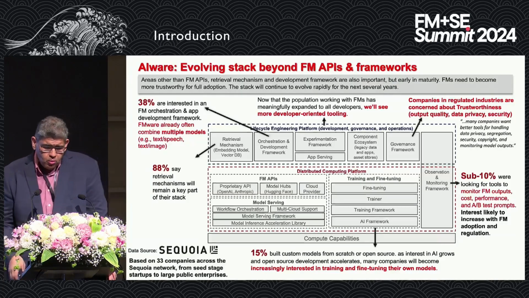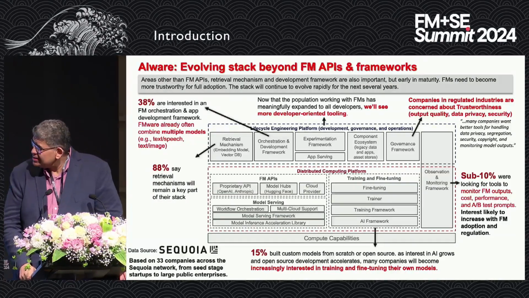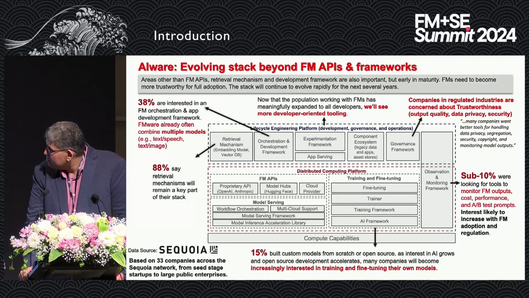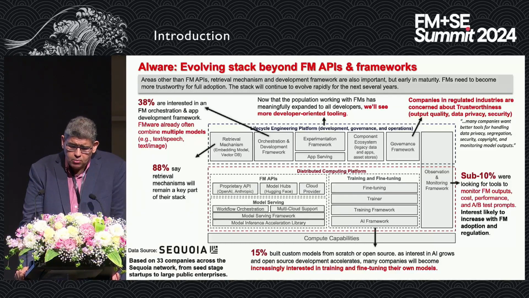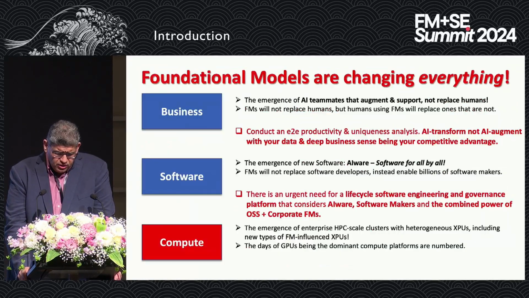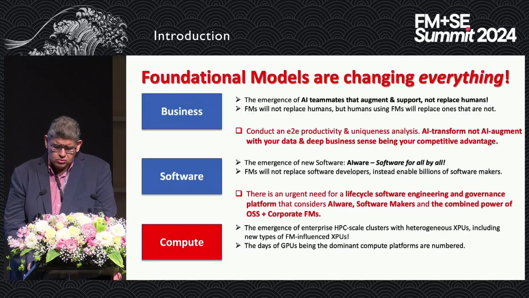And there's really more and more of this need that everybody's recognizing: a very strong need for a lifecycle engineering platform that focuses on development, governance, and operation, in addition to a distributed computing programming model. So the key point here is that there's an urgent need for a lifecycle software engineering and governance platform that considers AIware, software makers, and the combined power of open source and corporate foundational models.